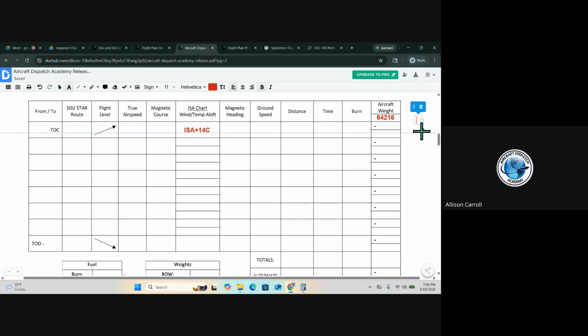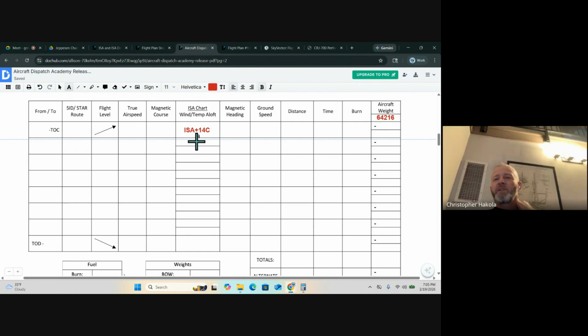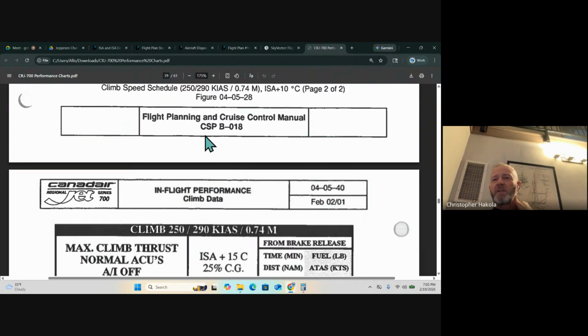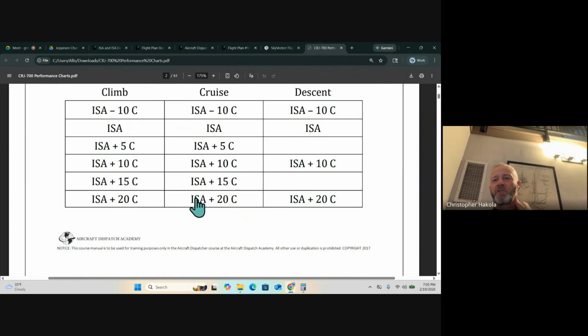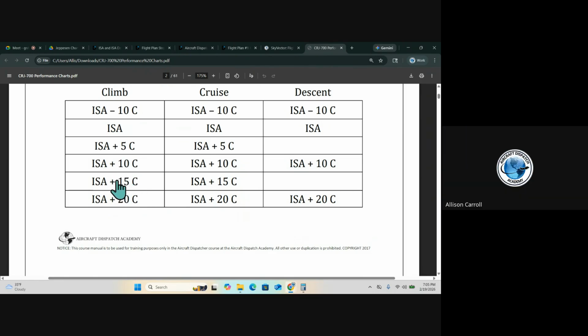So you'll start to see different things that we all do. But ultimately, again, you get to the same answer. Hey, Allison, quick question. Yes. If you're ISA +11, for example, you're going to go to 15. You're always going to go up for the next chart, warmer? Correct. You always go warmer with ISA. Okay. So even if it was ISA -9, you would still come up to ISA.